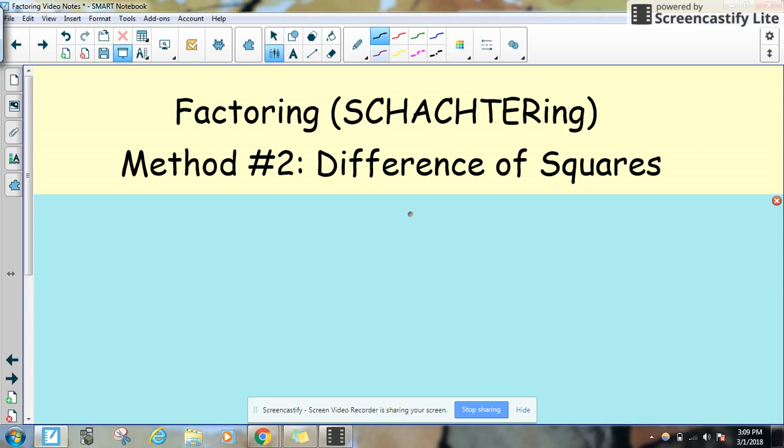Hey Algebra 1, Mr. Schachter back at you with an awesome, sweet video of Schachtering method number 2, the difference of two squares. Difference of two squares. This is the difference of squares.